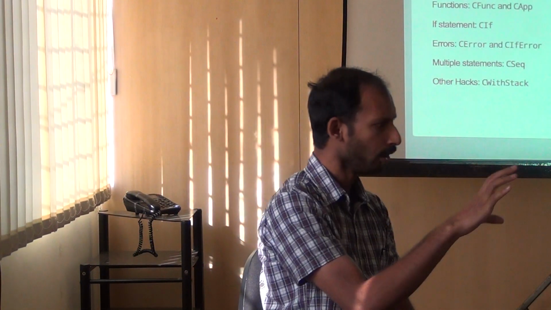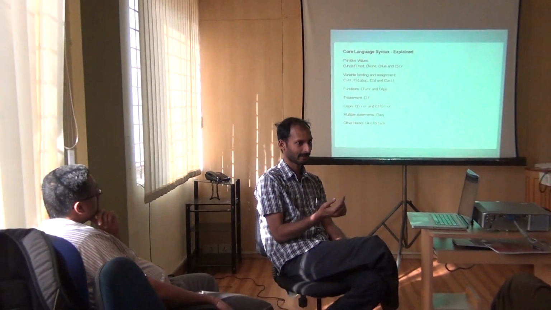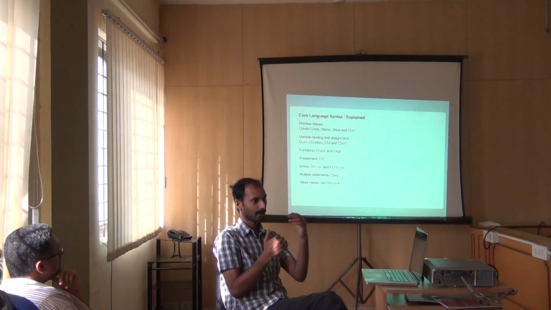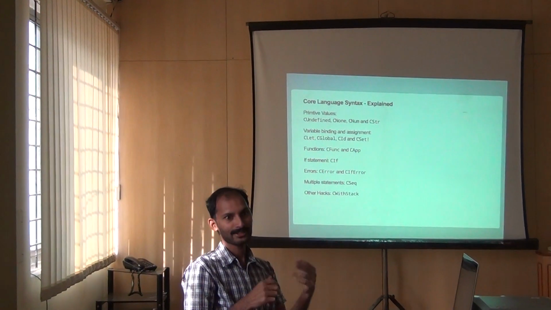So on the whole, it has primitive values, ways of binding variables and assigning, and then functions. CFunc creates a function, CApp applies a function. There's the if condition, and ways of handling errors: error, and if error, what happens on error. Sometimes these are single expressions, and sometimes you won't have a block of code, you need to have a sequence.